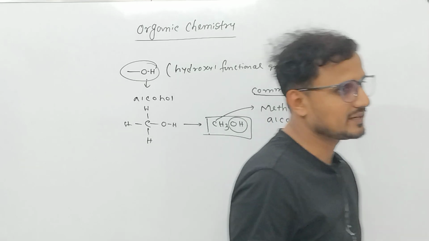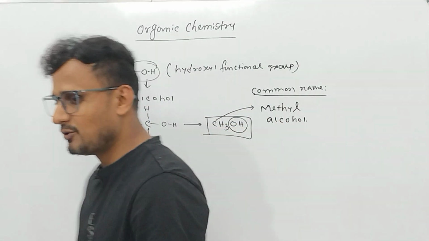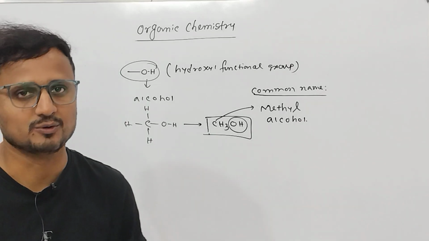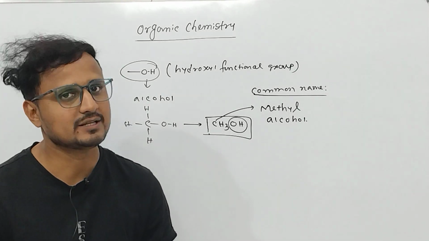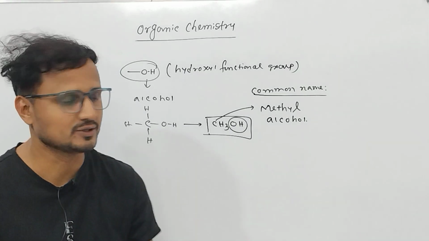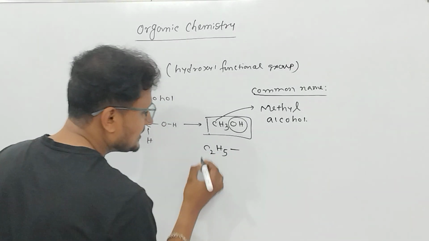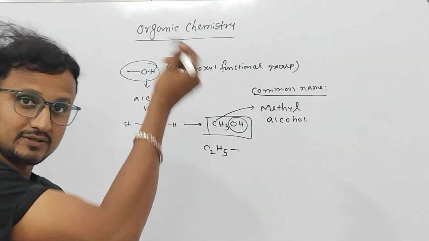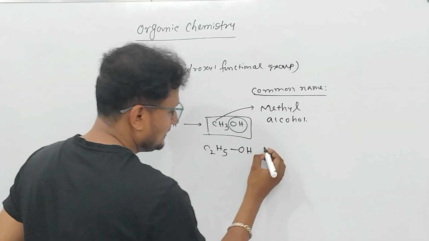Apart from the IUPAC nomenclature, we need to know this, because sometimes the examiner asks you what is the formula of methyl alcohol. So if you do not know, then the problem will be there. So this is methyl alcohol. Similarly, if you have a C2H5 group, you all know this is the ethyl group. We have learned the ethyl group. If the ethyl group is attached with OH, it will be ethyl alcohol.